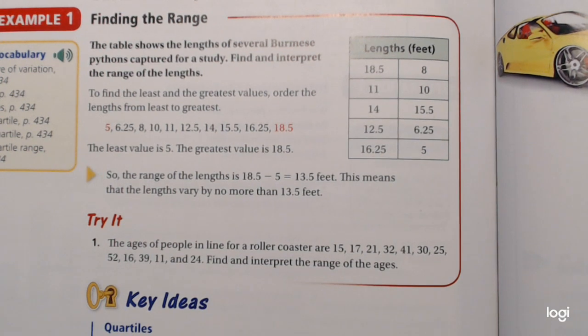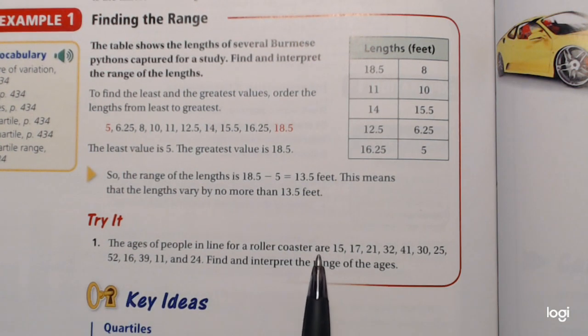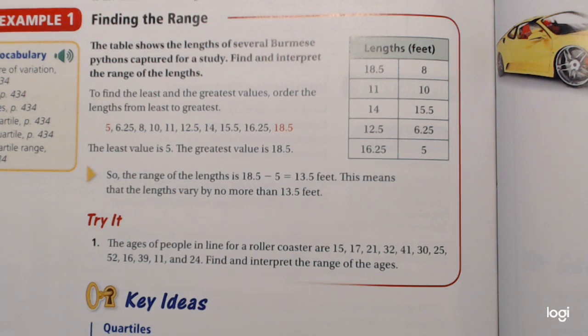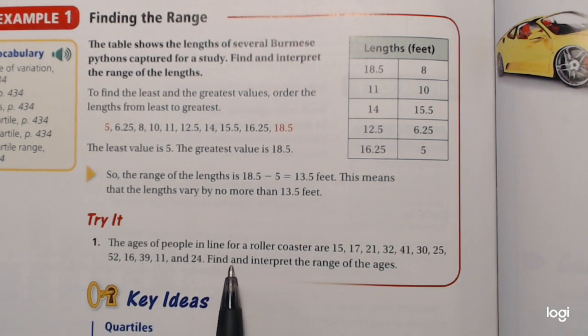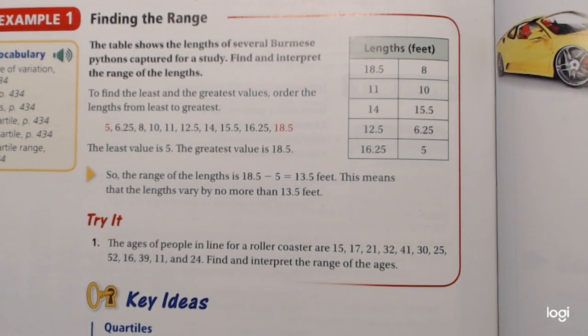What I would like for you to do in your notes is answer the try it. The ages of people in line for a roller coaster are 15, 17, 21, 32, 41, 30, 25, 56, 16, 39, 11, and 24. Find and interpret the range of the ages. If you would please write that in your notebook for me. Not this problem, just the answer.